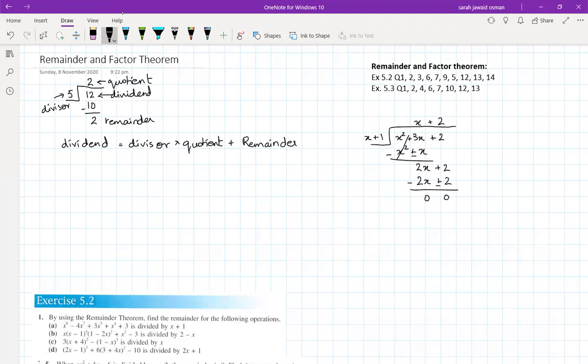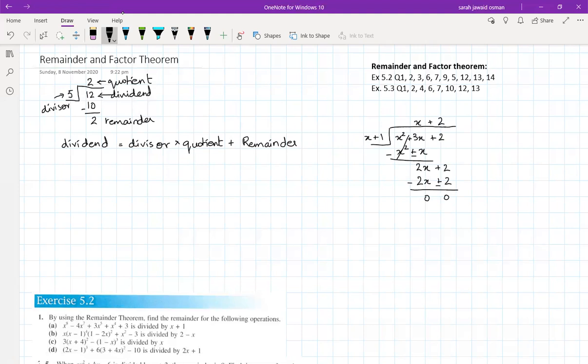So this way, we have a polynomial divided by x plus 1, which gives us a quotient x plus 2, and it doesn't leave a remainder. As you can see at the bottom, everything gets cancelled out. But we are not really concerned about how this division takes place.